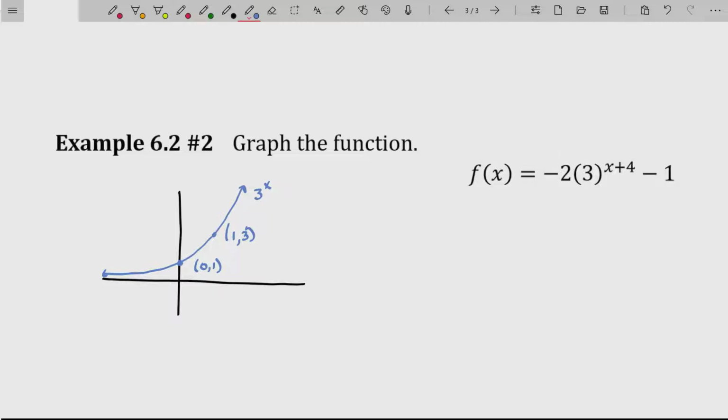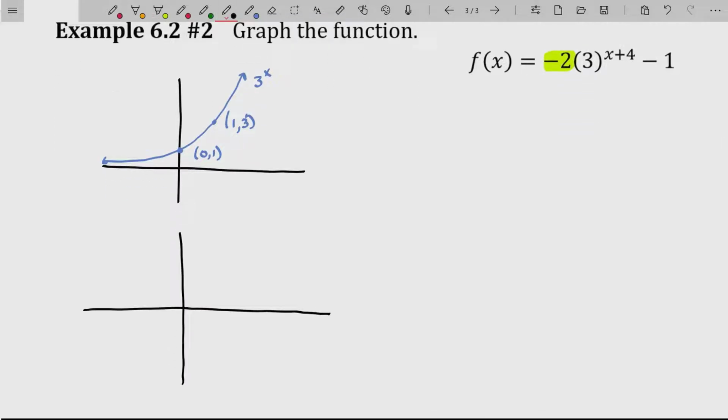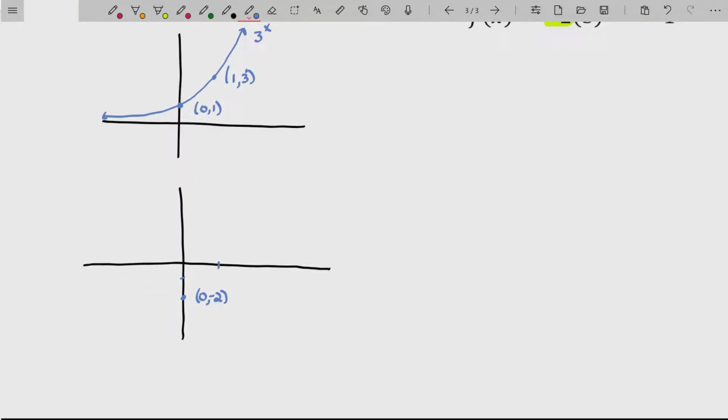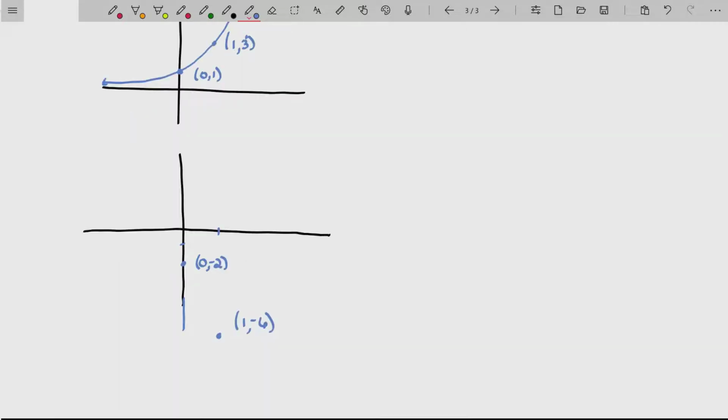So let's see. I have 3 to the x graphed. Now I'm going to go ahead and attach that -2. That is, I'm going to multiply all the y values by -2 to get my next graph in line. So the (0, 1) will become a (0, -2). And the (1, 3), again, you're multiplying all the y values by -2, will become (1, 3 times -2), which is (1, -6). I'm just going to plot that way down here. Otherwise, it's just a reflected graph of that exponential. This is y equals -2 times the quantity 3 to the x.